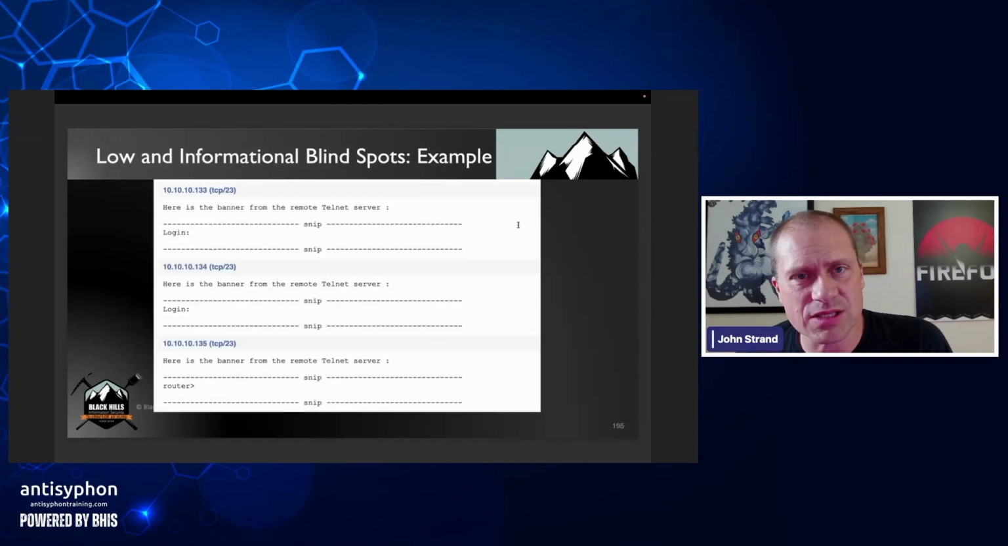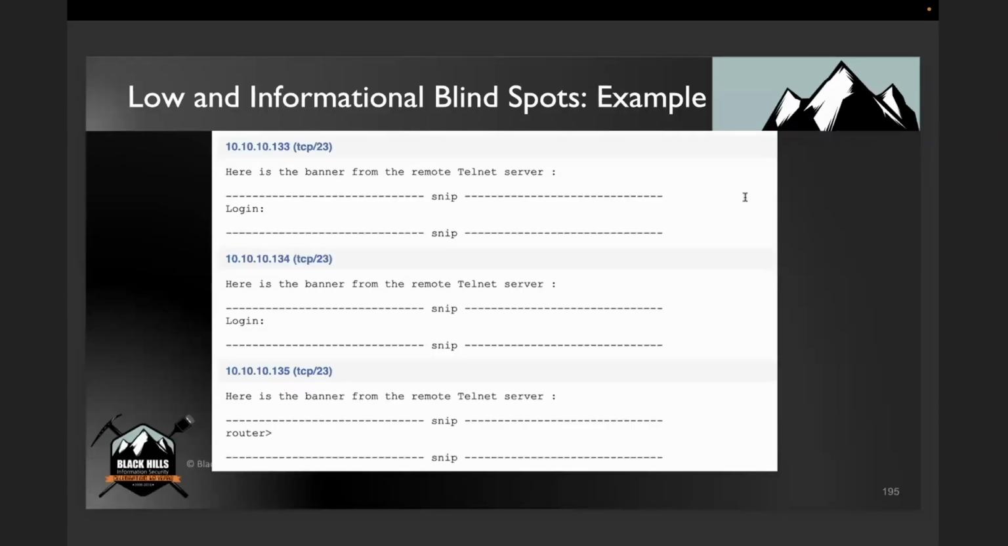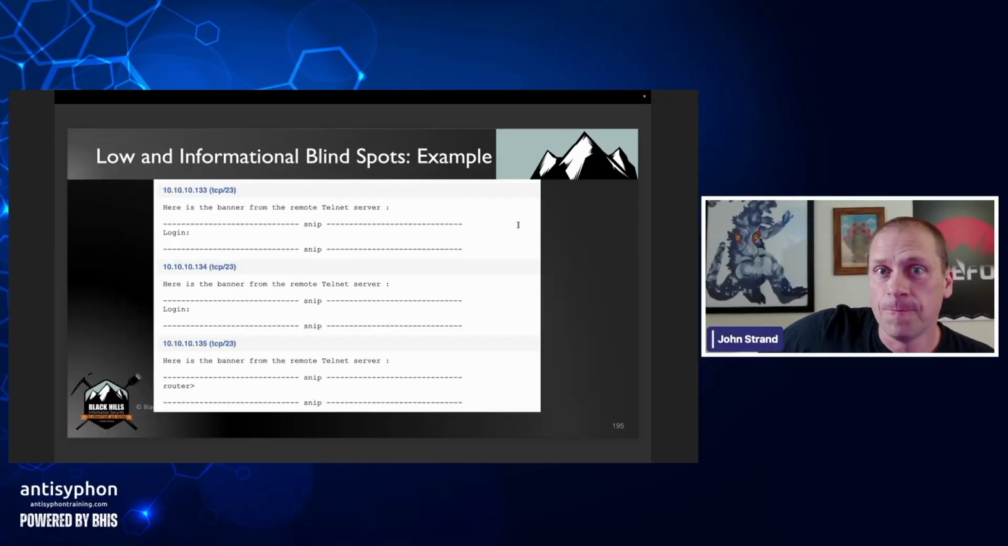So when we're looking at these lows, there are blind spots. An example would be this. We did a vulnerability scan against an energy company in India, and they had hundreds of telnet servers, just a lot of telnet servers. And those telnet servers were basically giving us the banner in our vulnerability scan output. So it was login, login, login, login, mushroom, login, login, login, router. It's a router. Login, login, login.